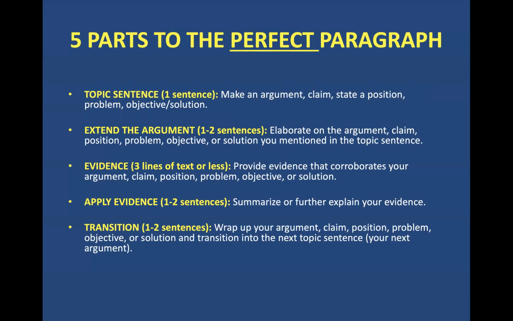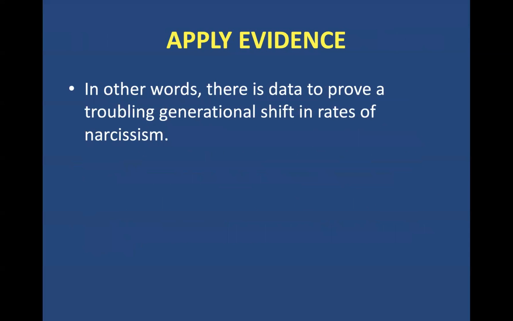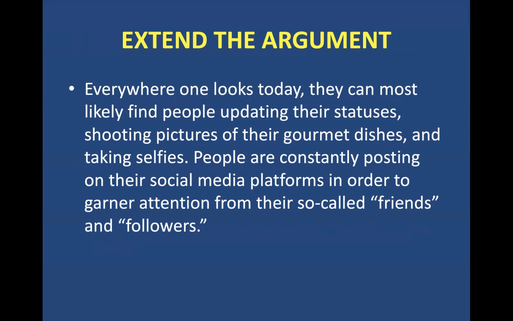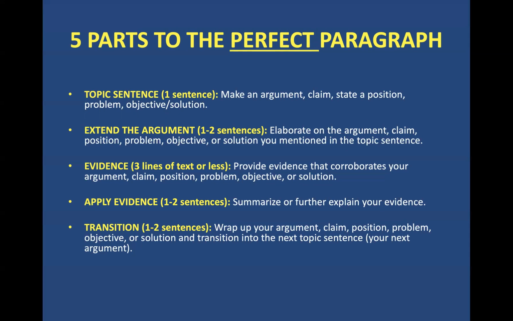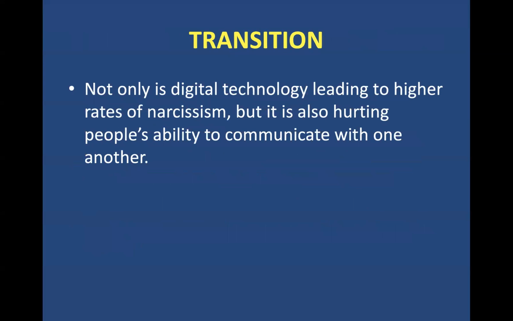Okay, so we had the topic sentence, the extension of the argument. We brought in that evidence from Joel Stein. Let's look at the application of the evidence. In other words, there is data to prove a troubling generational shift in rates of narcissism. That's fine. The next part is going to be our transition. Not only is digital technology leading to higher rates of narcissism, but it is also hurting people's ability to communicate with one another. Now I know that the next paragraph is going to begin with a topic sentence that makes an argument about the way that digital technology is harming communication.